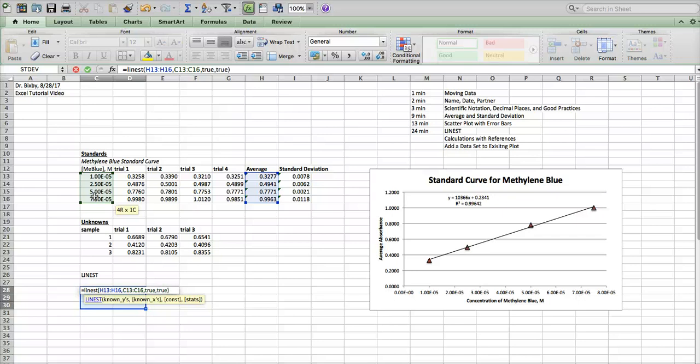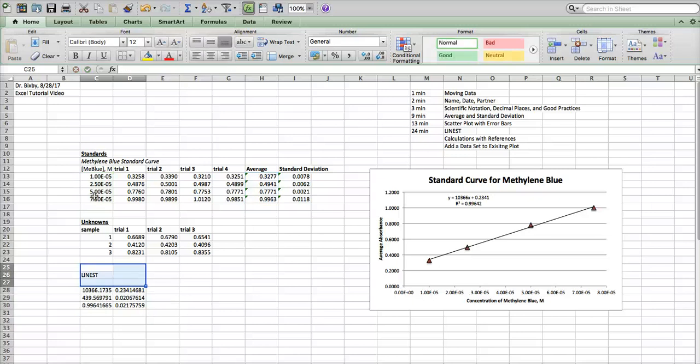Close the parentheses and do not hit enter. Okay, you want to hit Command Shift Enter. Okay, so it's or Control Shift Enter. So I'm going to hit, there we go. Okay, so it's a 3-button click. If you just hit enter once, it'll just give you this slope number, and that's all that will give you.